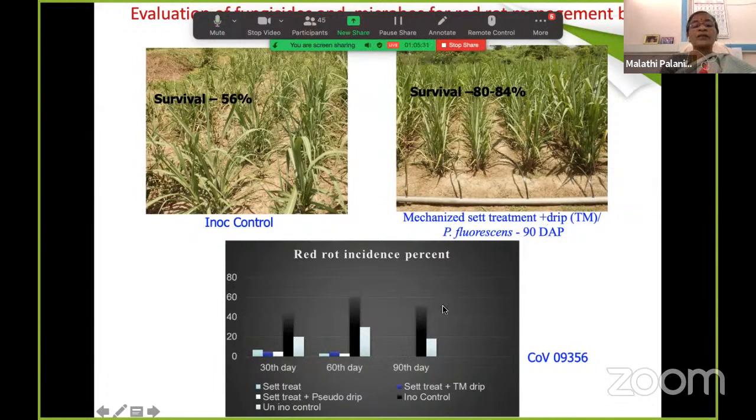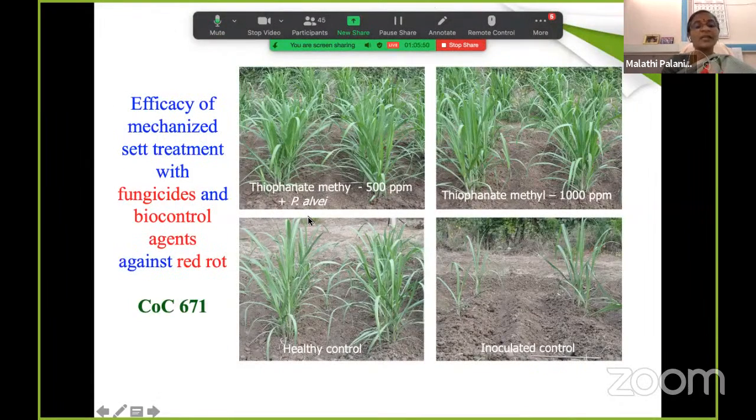And we could see effective protection of sets from the soil-borne inoculum as well as improvement of yield. Then recently, under institute field conditions, we found that when we deliver the combination of thiophanate methyl and Bacillus velezensis through the set treatment device, it was highly effective. Here you can see the improvement of plant growth as compared to the individual applications as well as the inoculated control. So now we are recommending this for field application also.